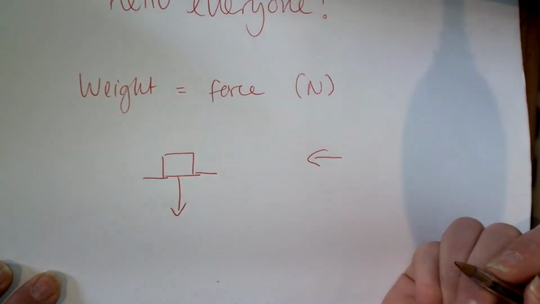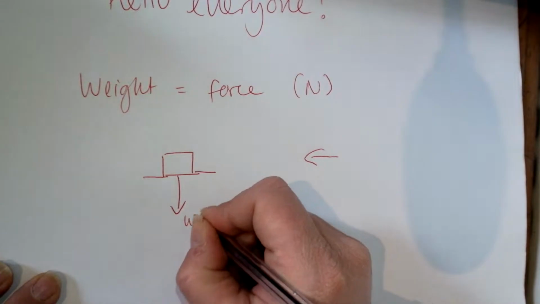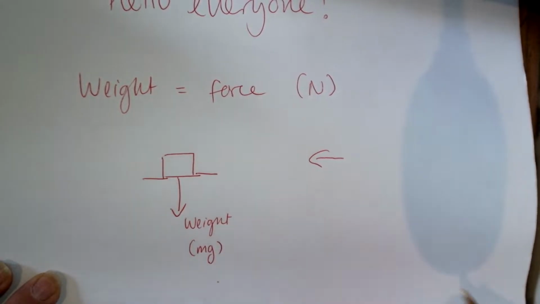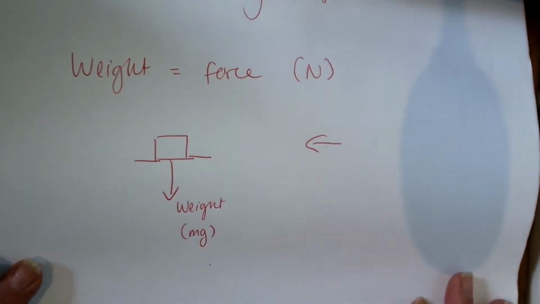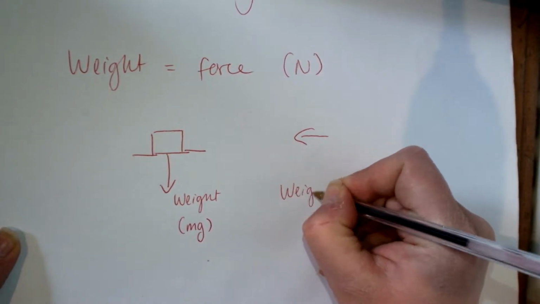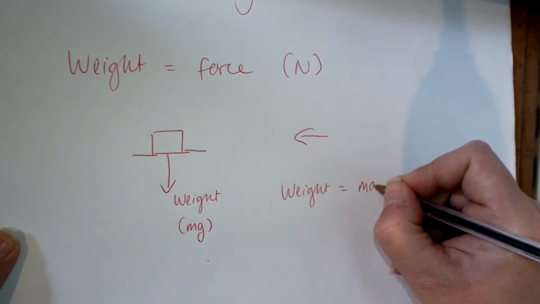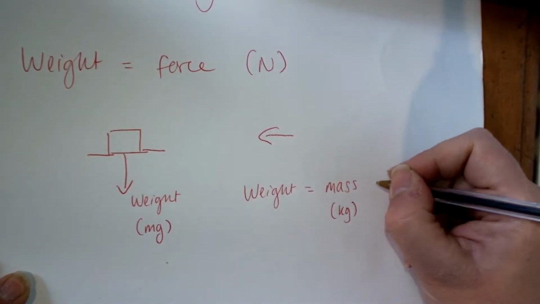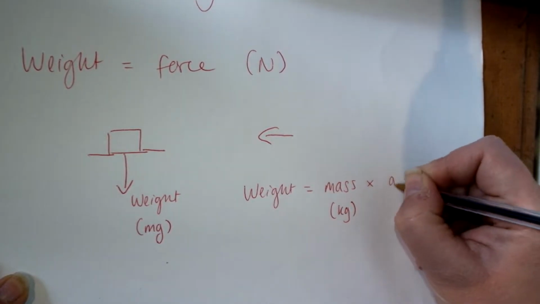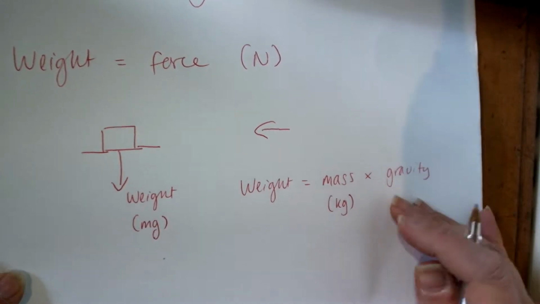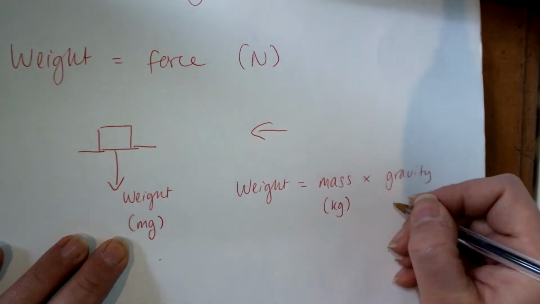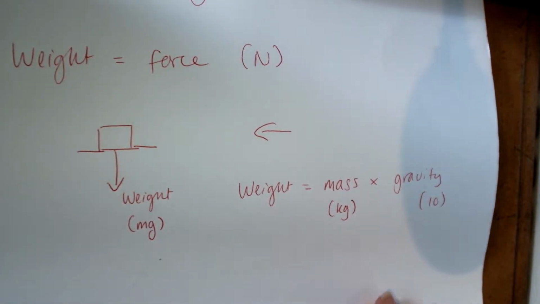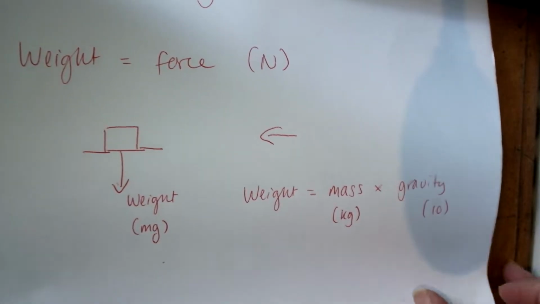Weight is always going to go down like that, and we can label that weight, and sometimes we might see it labeled as mg like that. The reason for that is that to work weight out we have to times together mass, which is generally in kilograms, by the gravitational pull of the Earth, or whatever planet we're on, and on the Earth we tend to use 10. So always we're going to draw weight downwards.